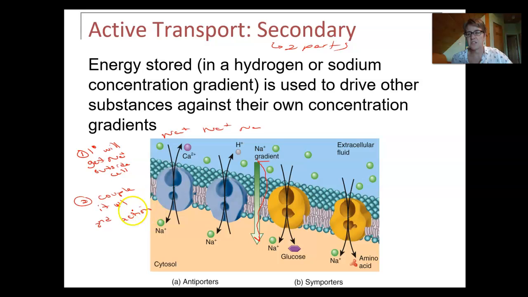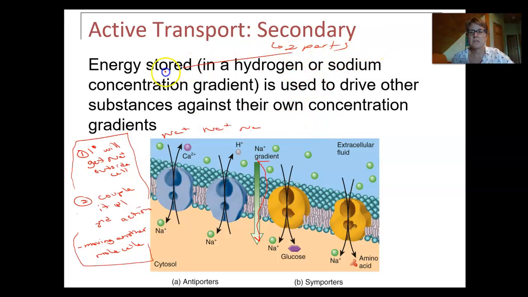And this second action is moving another chemical, another molecule. I guess we could say molecule. That's a good word. So I have 2 different types. So first there's 2 parts to it. We're going to let it go because there's not a whole lot to this chapter. Okay, 2 parts. That was the 2 parts. Is used to drive it.